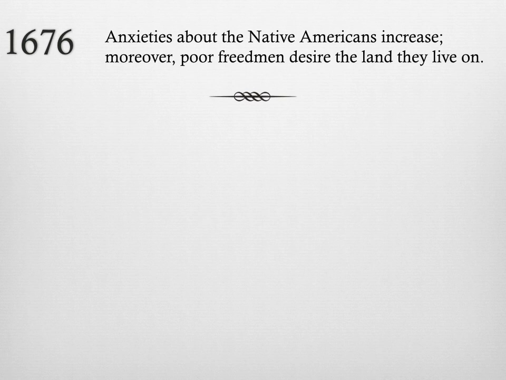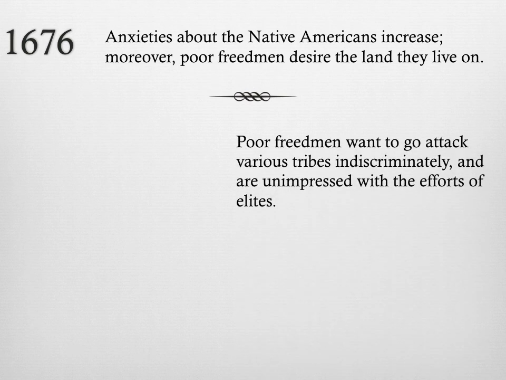Not coincidentally, many tribes also occupied lands that would make excellent farming lands. And indeed, the freedmen expressed frustration that good land was being wasted on, as they put it, savages. Thus, they had multiple motivations for wanting to go to war with local tribes. The elites of Virginia, however, were not so eager to let them do this.